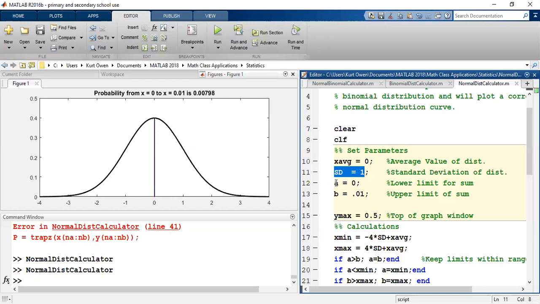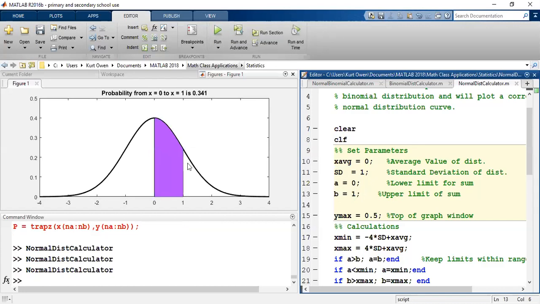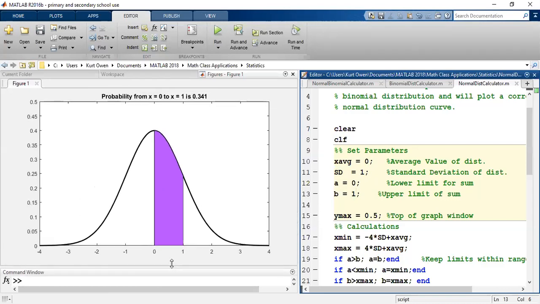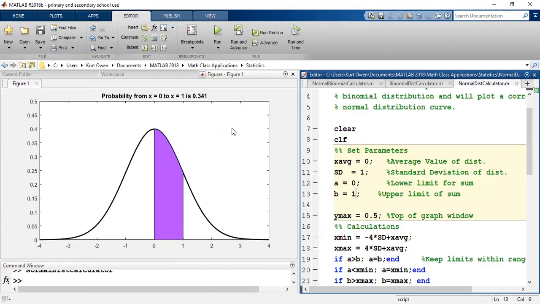So if I start with A equals 0 and I set B equal to 1, we'll get a probability calculation out of this. You can see we shaded in a region from 0 to 1, and that would be 1 standard deviation above the mean, which was at 0. And you can see in the title, there's a 34.1% chance, or 0.341 proportion, that the data will fall between the mean and 1 standard deviation above the mean.